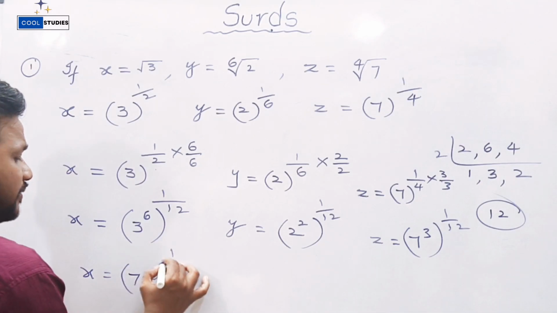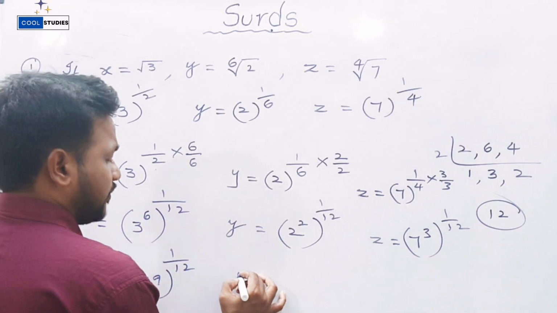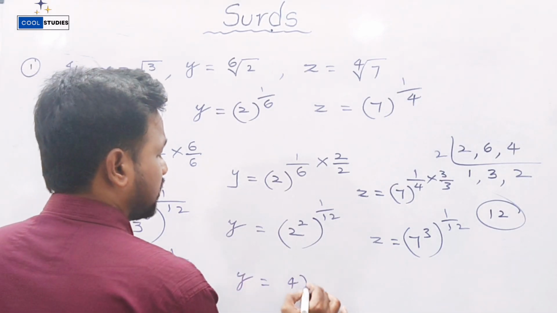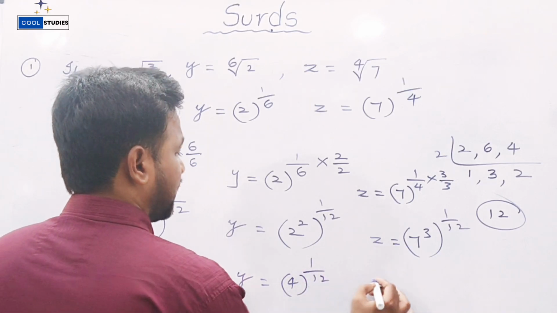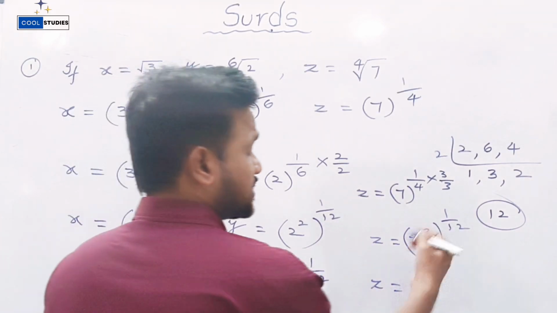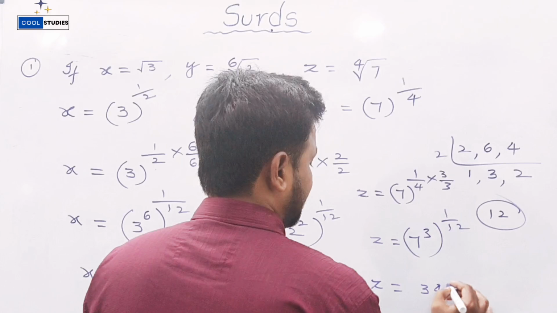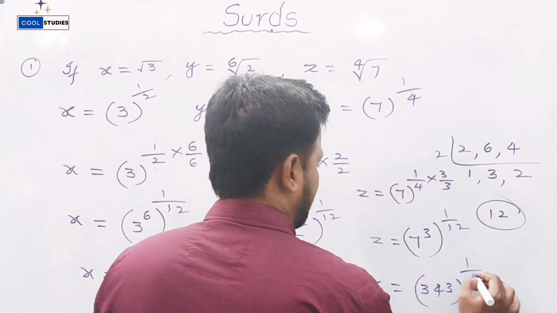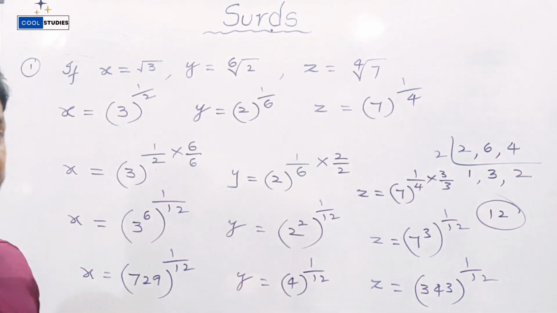729 to the power 1 by 12. Then y is equal to 4 to the power 1 by 12. Z is equal to 7 cube, 343 to the power 1 by 12. So you can easily say the answer, right?